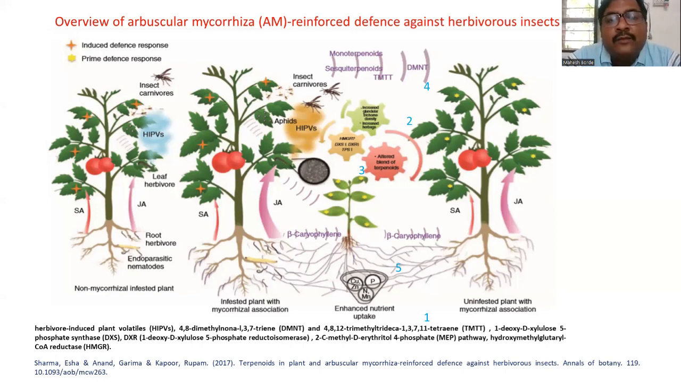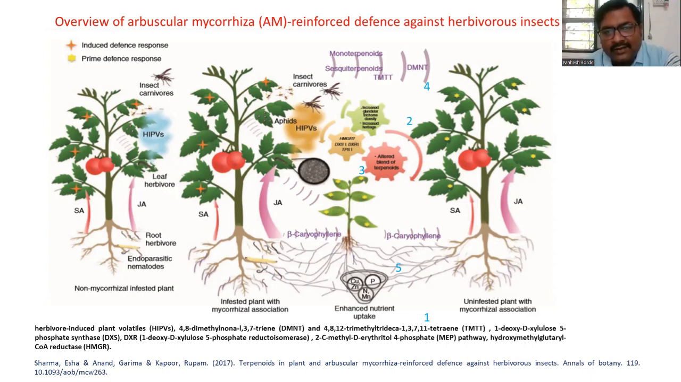So what happens when DXS and DXR are upregulated? They attract more insect carnivores, and these insect carnivores attack the aphids or leaf herbivores. Okay, this is the case in above ground level. Did you understand what I am saying? There are two things. First, below ground level, something different happens when the mycorrhiza is associated with the plant.